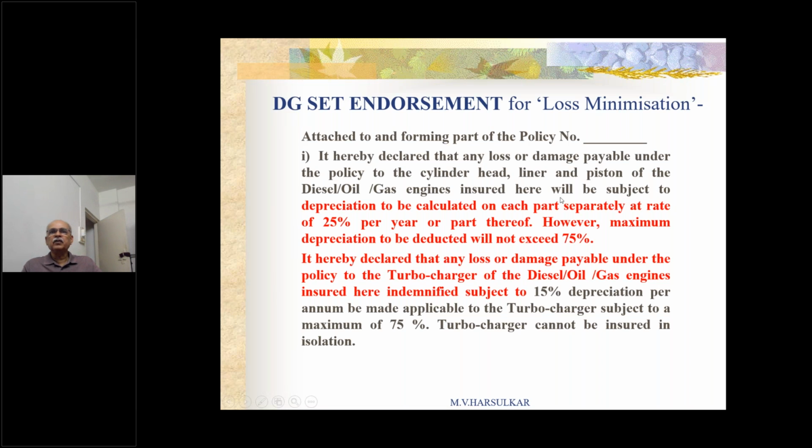But this is the correct wording which was there for TSC. I do not know how many insurance companies are following this standard wording, old wording, or whatever is there in the tariff, which is excluding this.